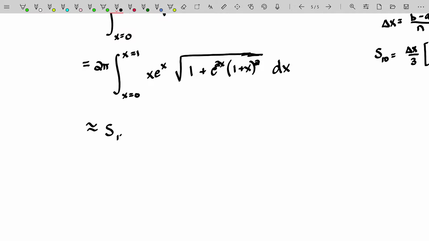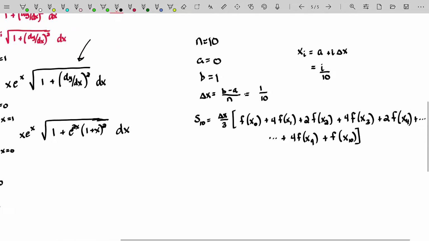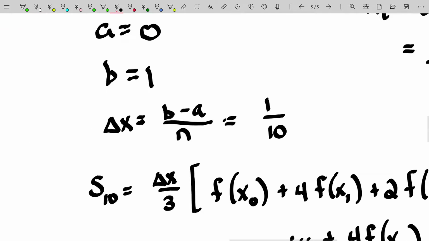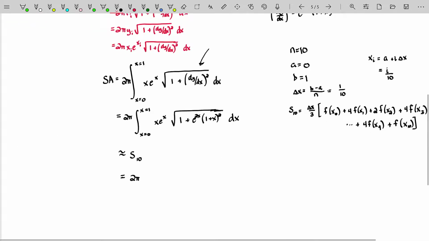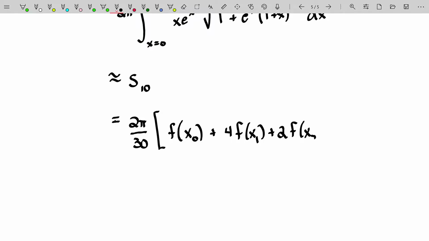therefore, be S sub 10, Simpson's rule with 10 slices, which we know is equal to, well, we have 2 pi hanging out front, and then we're going to multiply that by delta x over 3, delta x being 1/10, and then multiplying the denominator by 3, we get the 30 downstairs. So I'll just multiply this by 1/30th. And then we will have f of x sub 0 plus 4 f of x sub 1 plus 2 f of x sub 2. And since I already wrote this down, I'm just going to immediately do that right there.